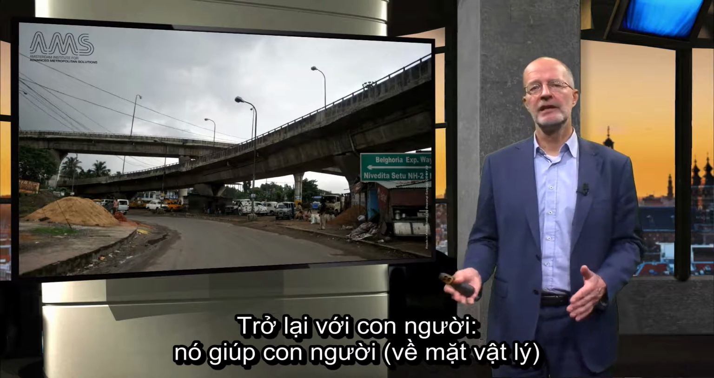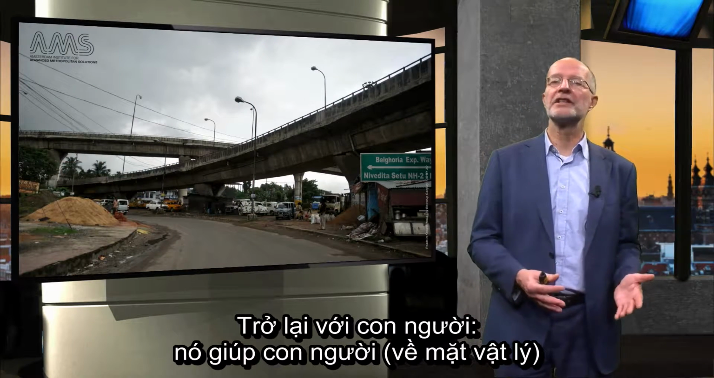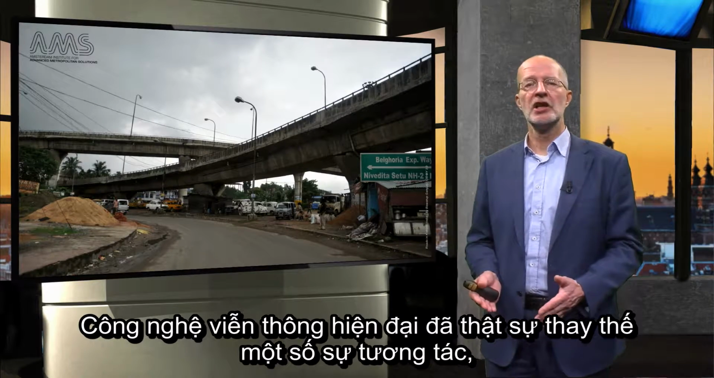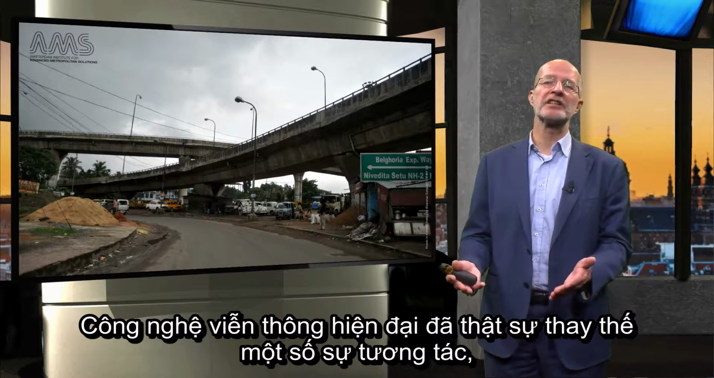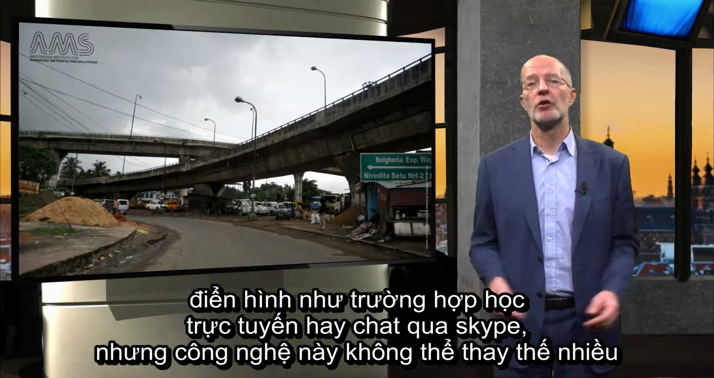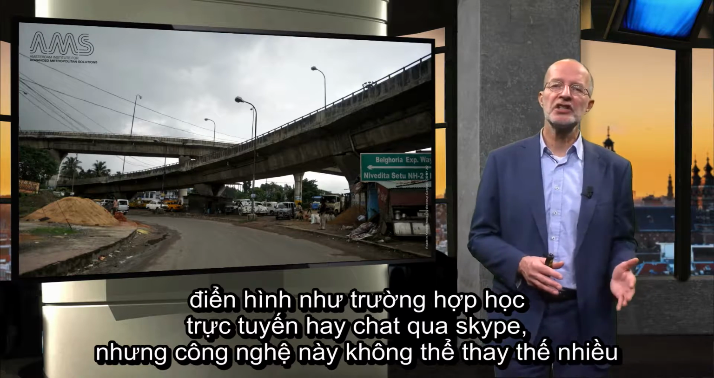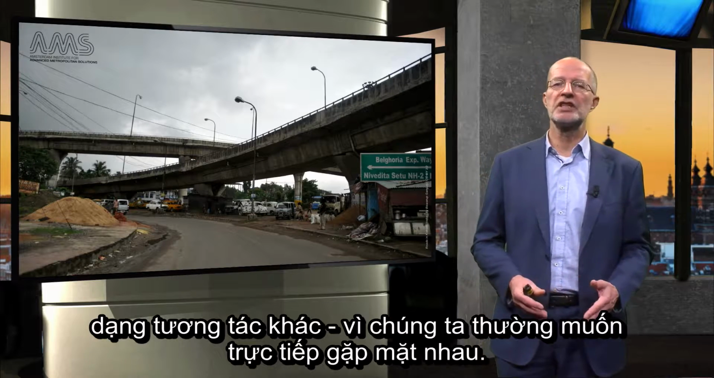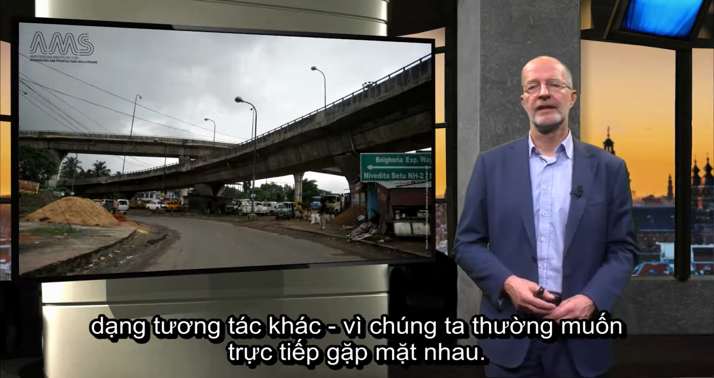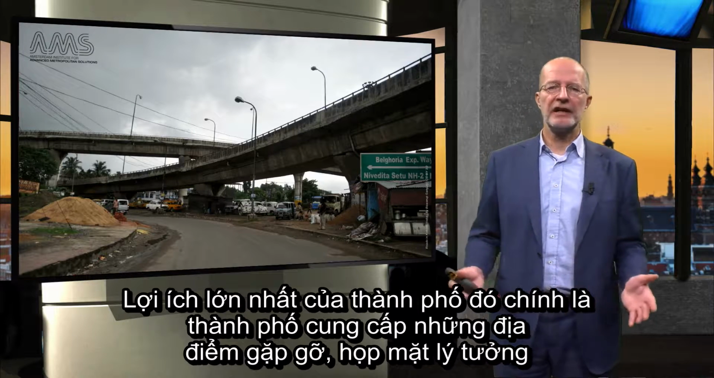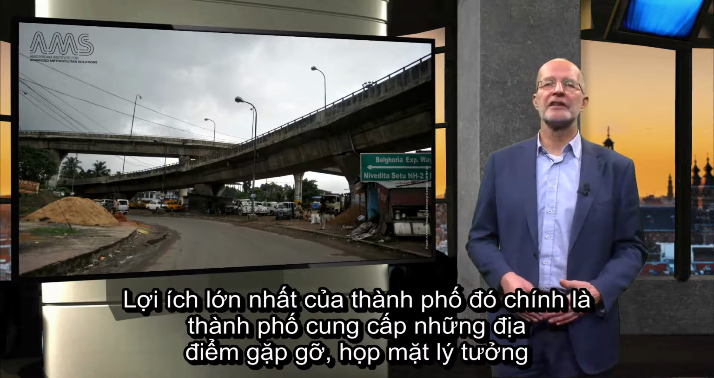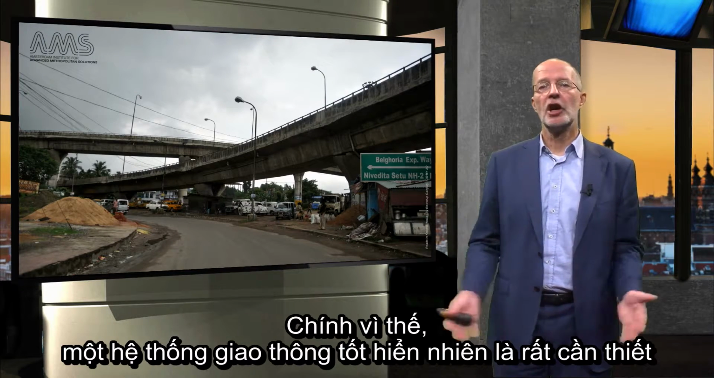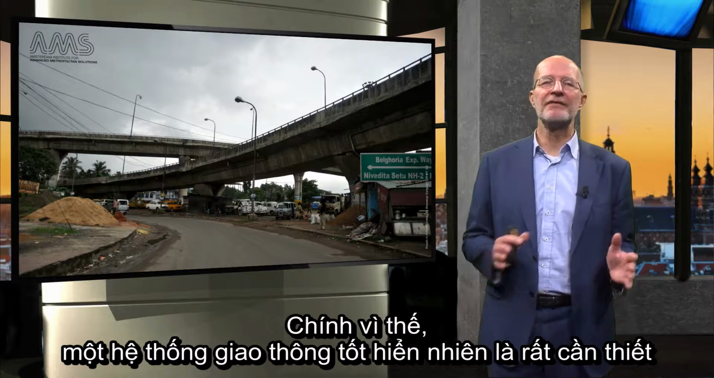Coming back to people, it facilitates physical interaction between people. Modern telecommunication does substitute some interaction, as in case of e-learning or Skyping, but these technologies do not replace many other forms of interaction. We often want to see people in person. It is a key advantage of cities that they provide attractive places for people and business to meet. Therefore, a good transport system is absolutely vital for cities.